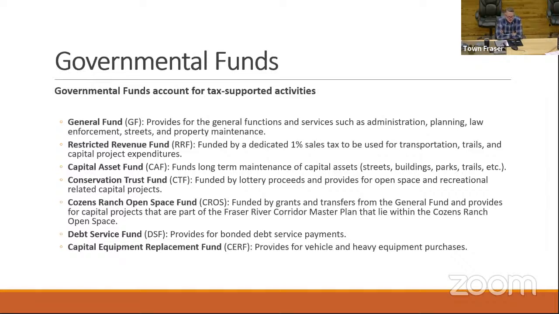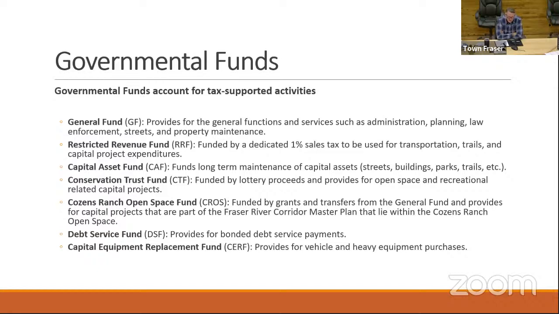So the governmental funds are probably the funds that you're most familiar with, the ones you've heard about the most. Governmental funds are supported by taxes, and they support tax-supported activities. Our largest fund is called the general fund. This provides for the general functions, operations, and services of the town, which include administration, planning, law enforcement, streets, property maintenance, and so forth. The general fund is funded through property taxes, sales taxes, and use taxes, and we'll go through that in a later slide.